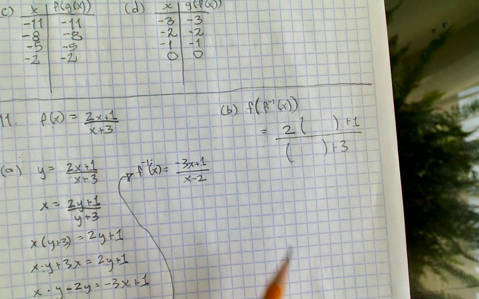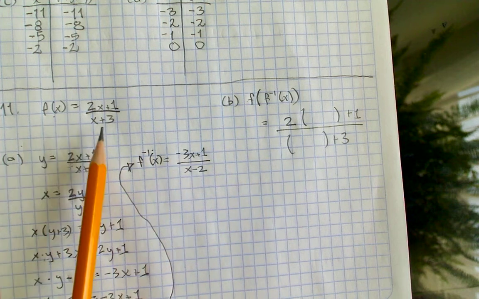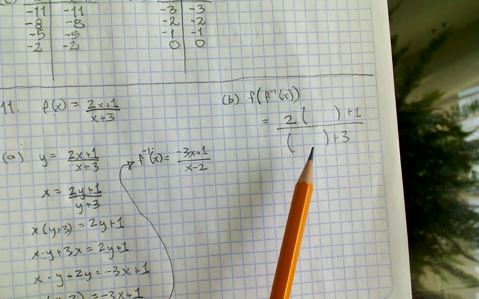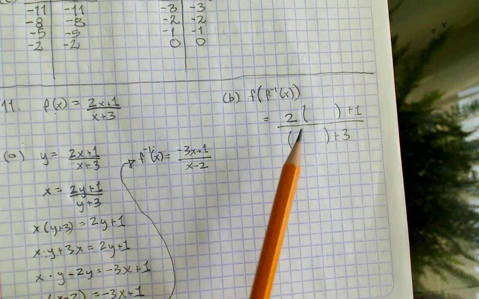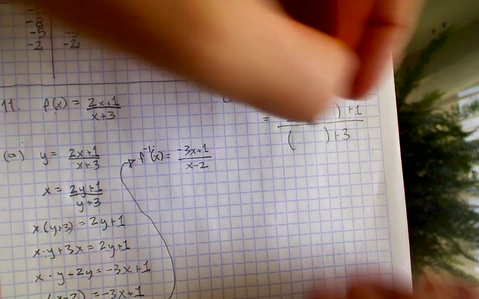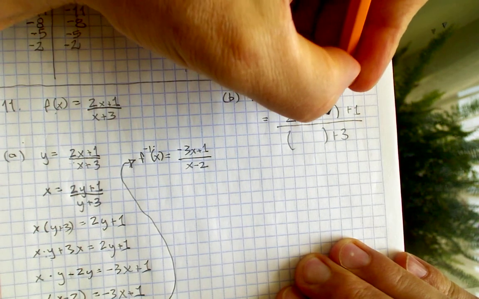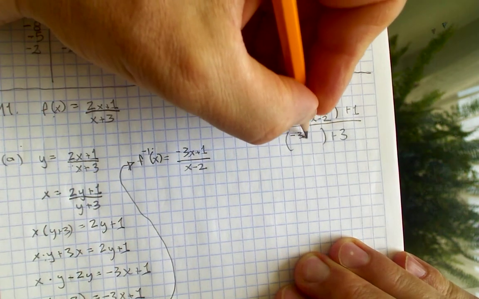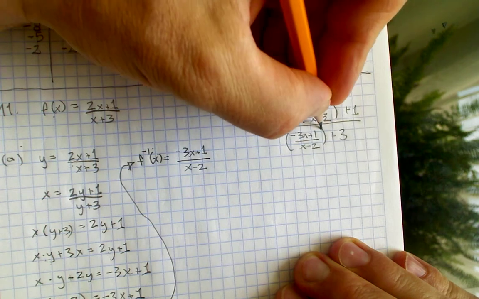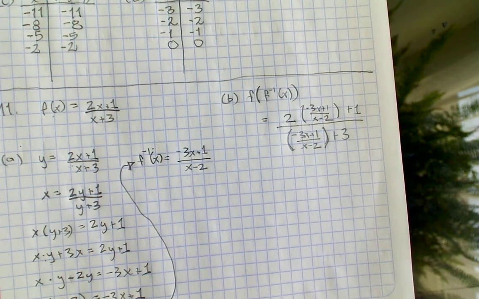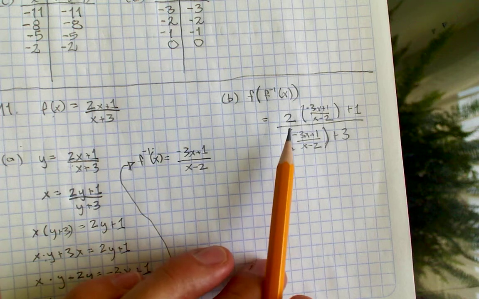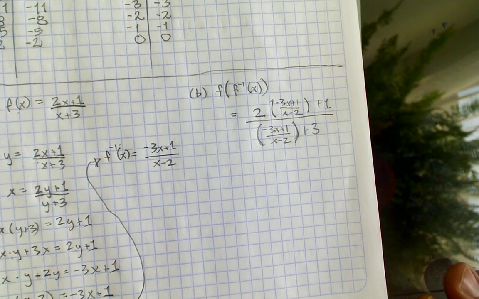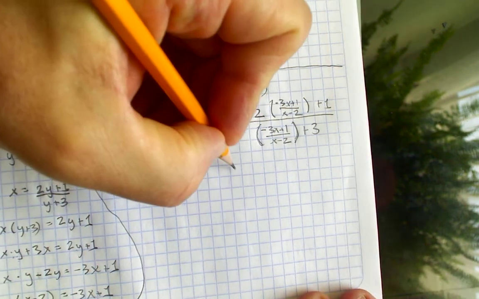So this is just f of x right here, but instead of the x's, I put these rather big parentheses because I need to put this expression into each of those places. And I'm going to do that right here: 2 times negative 3x plus 1 divided by x minus 2, and right here, negative 3x plus 1 divided by x minus 2, plus 3. Now again, it's just an algebraic expression that we have to simplify. Let's see what happens when we do that.